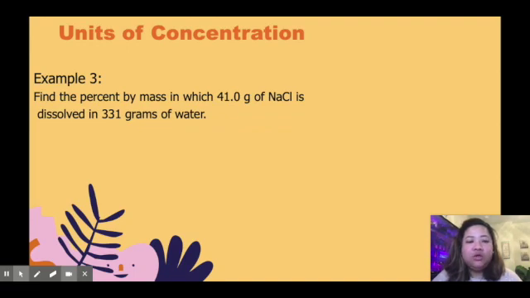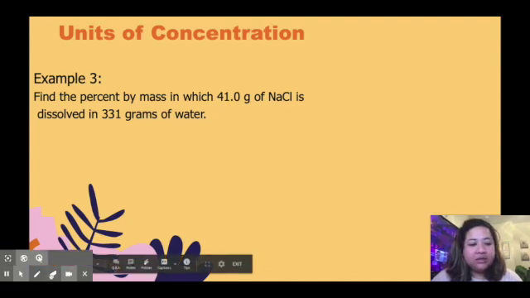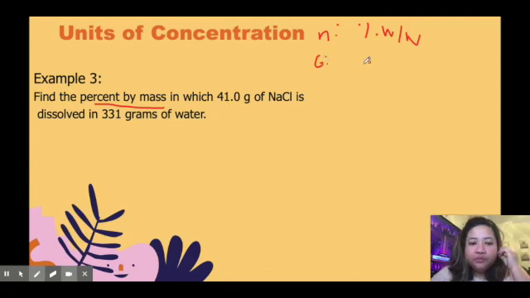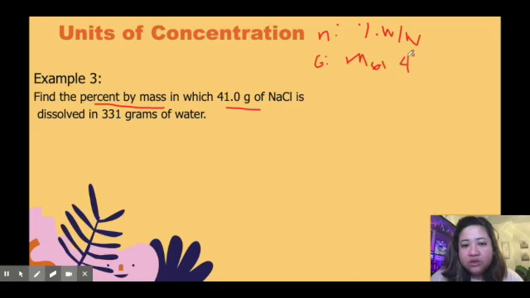Our first two examples are percent by volume. Now let's have an example of percent by mass. Our example says: find the percent by mass in which 41.0 grams of NaCl, or sodium chloride, is dissolved in 331 grams of water. All right, so our unknown is percent by mass. And then our given for the mass of solute is 41.0 grams.